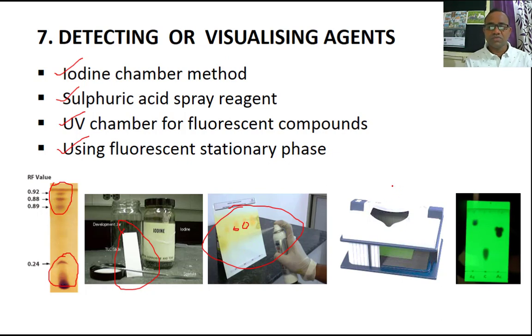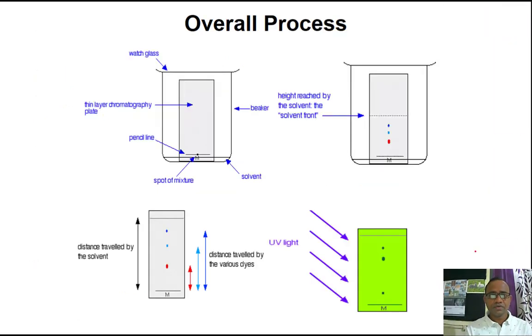here like this. And this is the UV chamber, where in case of a fluorescent compound, you simply put the plate into the UV chamber and turn on the UV light. You will get the fluorescence like this. So there is direct detection of the sample based on its fluorescence. These are the different methods of detecting the samples on the glass plate by the TLC method, right?